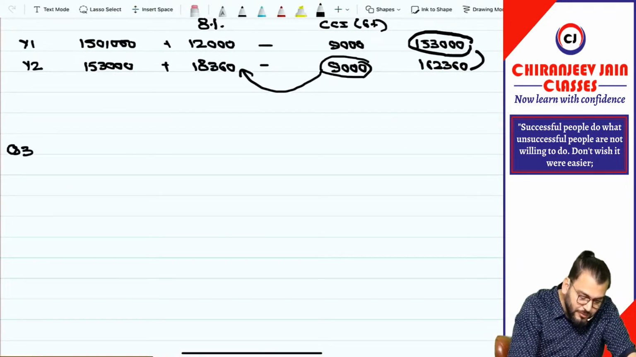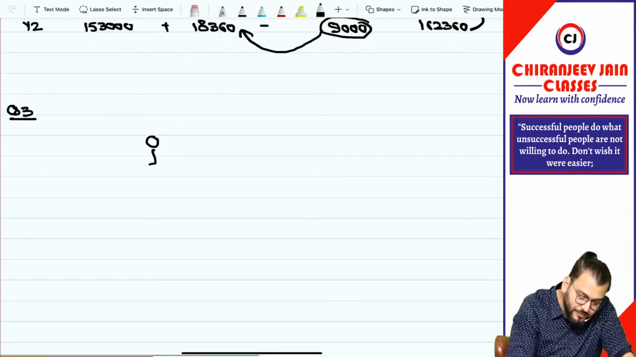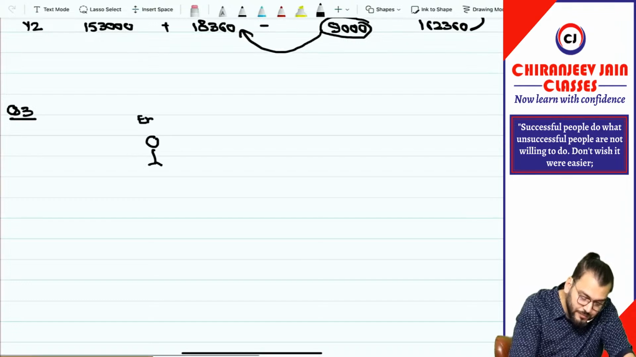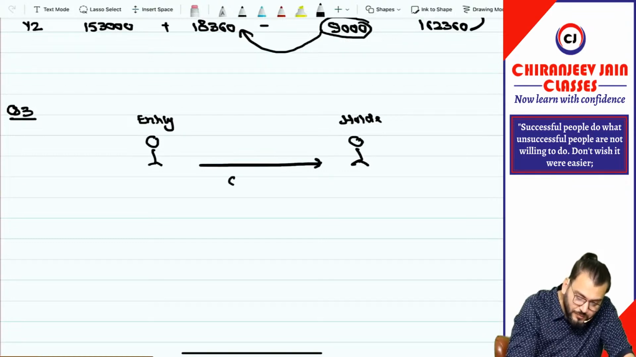This is question number 3 we are doing. So in this contract, this is the entity who has issued an optionally convertible preference share.